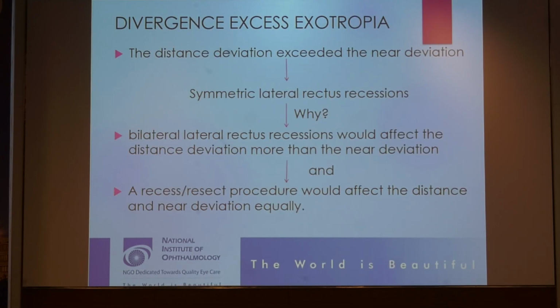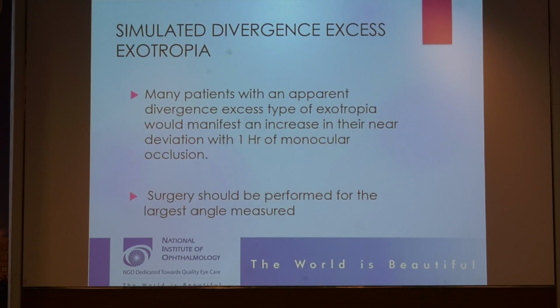If it's a divergence excess type of exotropia, where the distance deviation exceeds the near deviation, then a symmetric lateral rectus recession is recommended. And why is that? Because bilateral lateral rectus recessions would affect the distance deviation more than the near, and a recess resect procedure would affect the distance and near deviations equally.